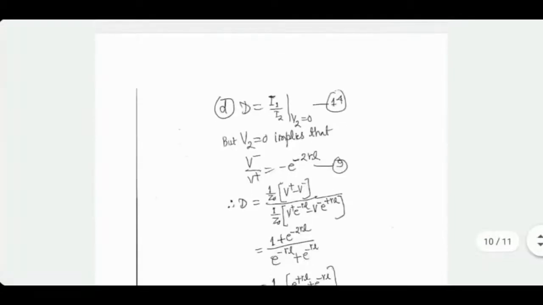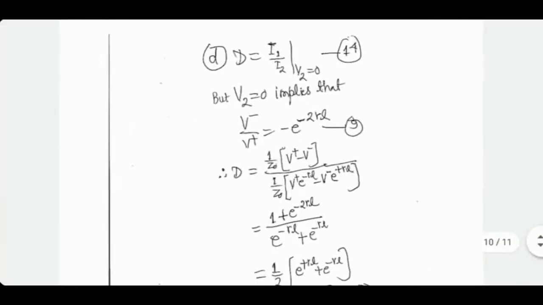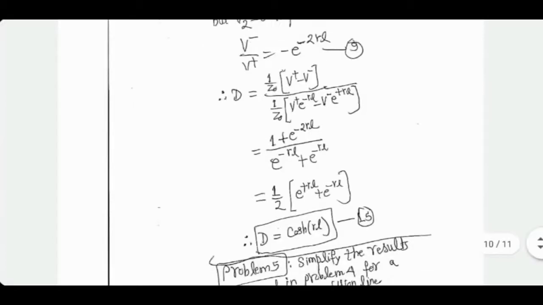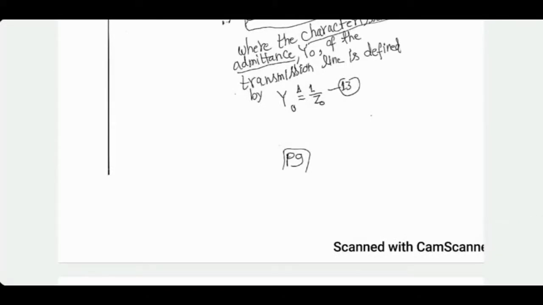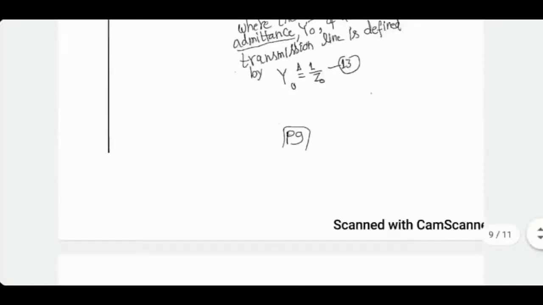And the last thing is capital D. It is the ratio of two currents when output voltage is 0. So again, V2 equal to 0 gives me equation 9. I substitute it in the formula for D. I1 and I2 can be written easily. Simplify, you get D equal to A, essentially. So D and A are equal, but B and C are not. Okay, they are different.